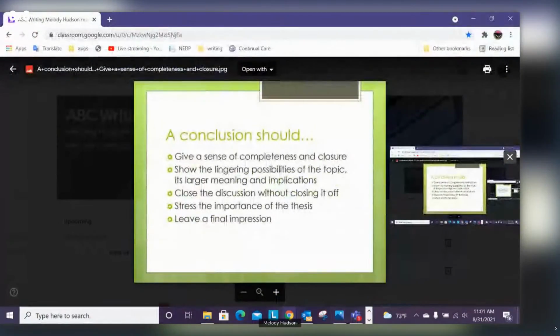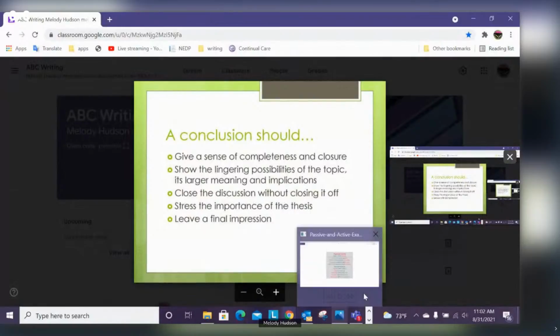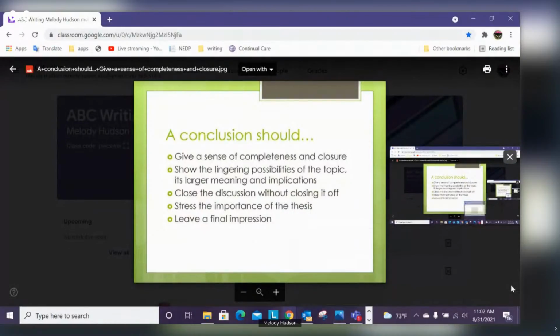A conclusion should give a sense of completeness and closure. A conclusion should show the lingering possibilities of the topic and its larger meanings and implications. A conclusion should close the discussion without closing it off.